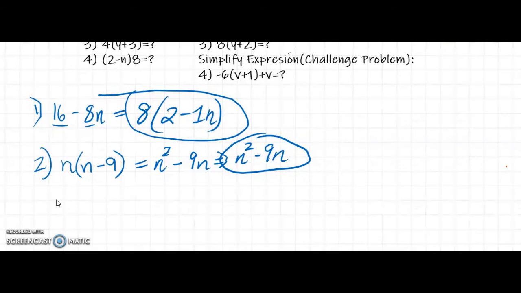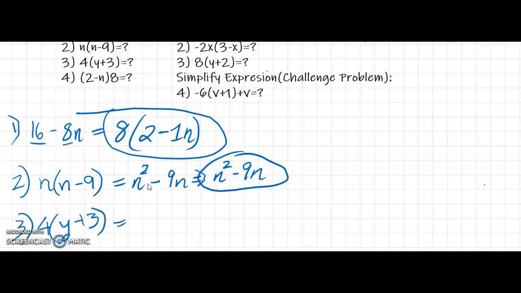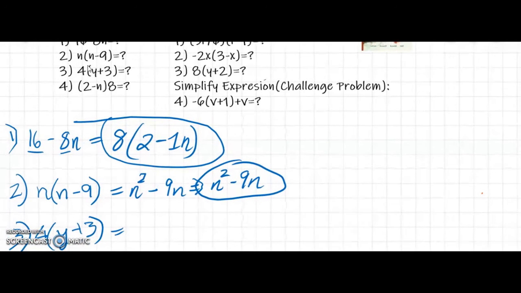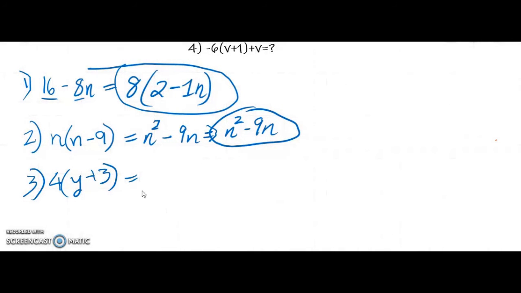For problem 3, they give us 4 times y plus 3. Let's just make sure that's it. 4 times y plus 3. Yep, okay. So for this situation, you're doing something very similar to this, only you have a constant out in the front. So your answer would be 4y, or 4 times y, plus 4 times 3, which is 12. So your answer is 4y plus 12.